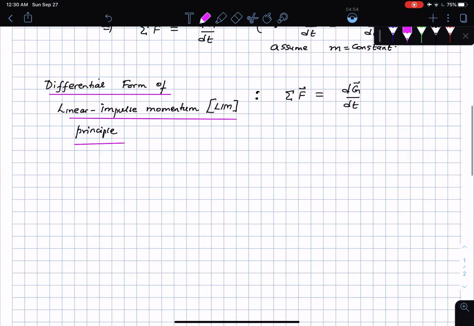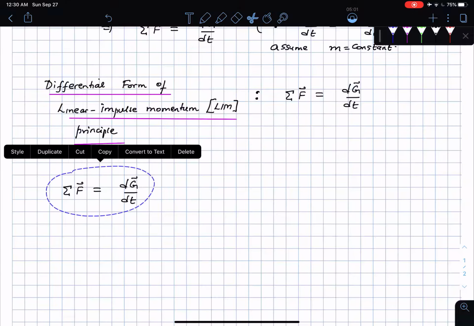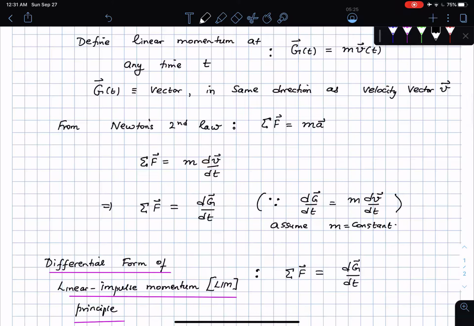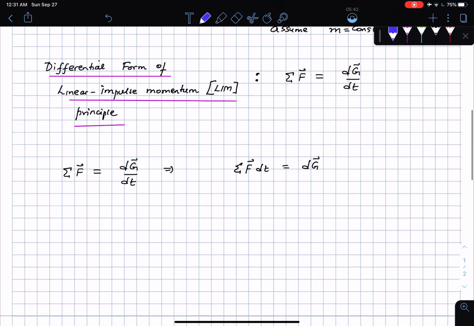Now, here is what I'm going to do. I'm going to take that equation from before and work with it. I'm just going to cross multiply. If I do this, I can say that the summation of F dt is equal to dg. These are all vectors. This is the net force, and this is the summation symbol, so this is the total force acting on the particle. Of course, we are writing impulse momentum techniques for the particle. For a rigid body, it's going to be slightly different.